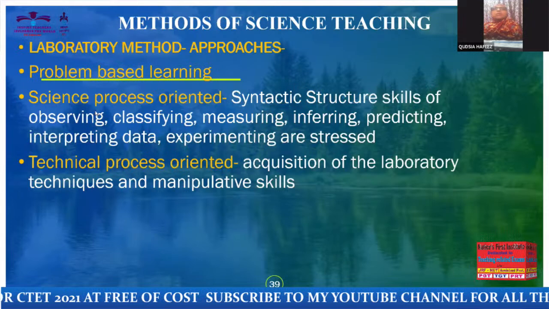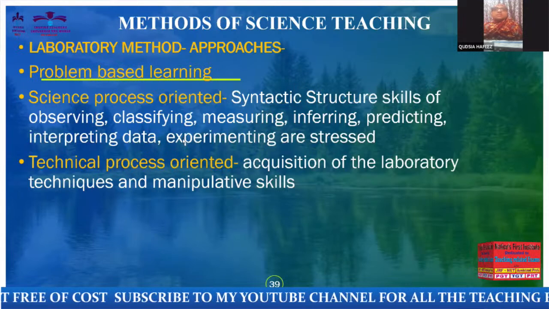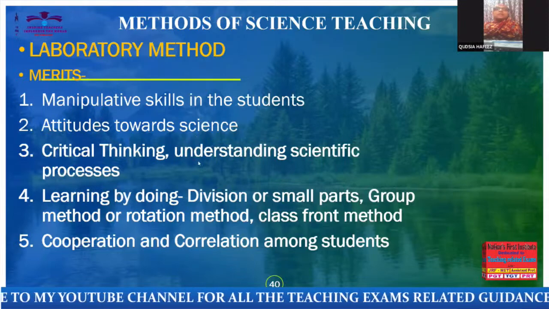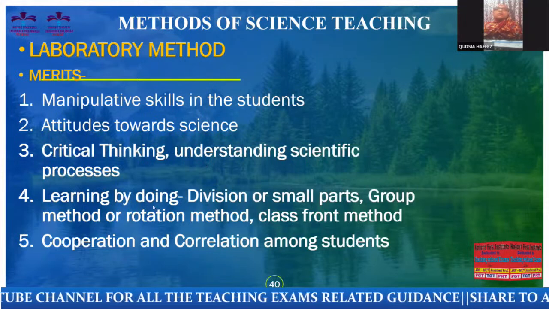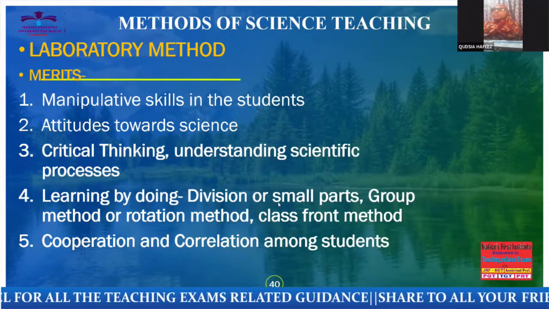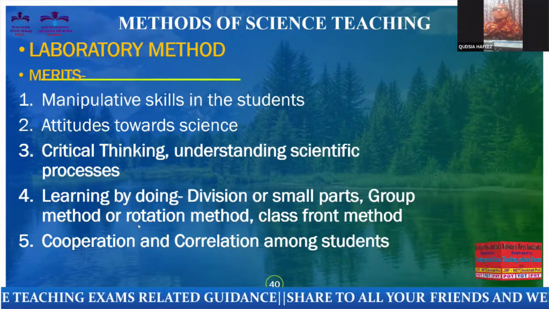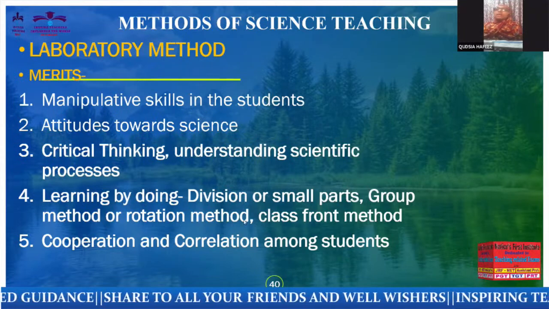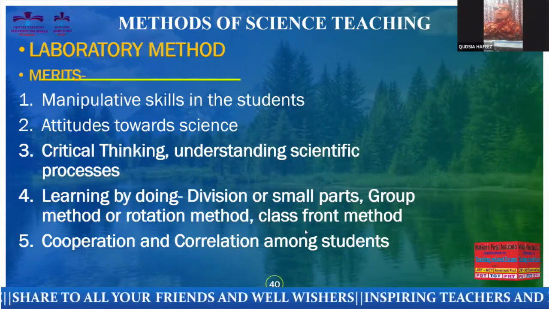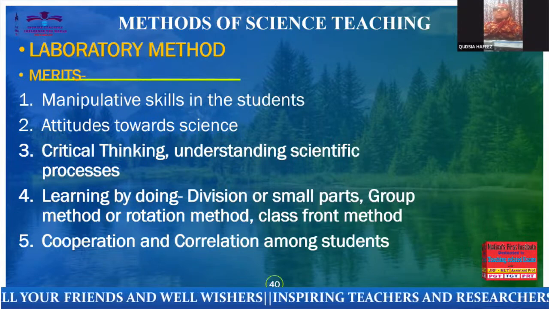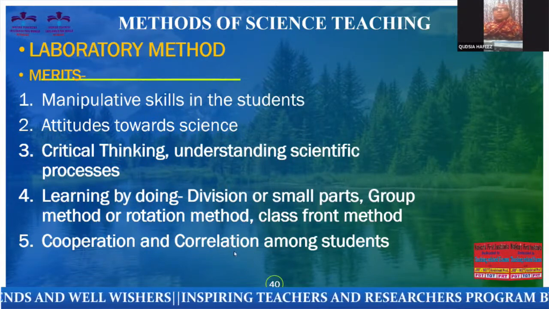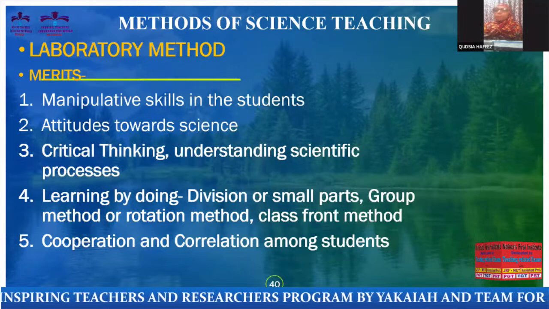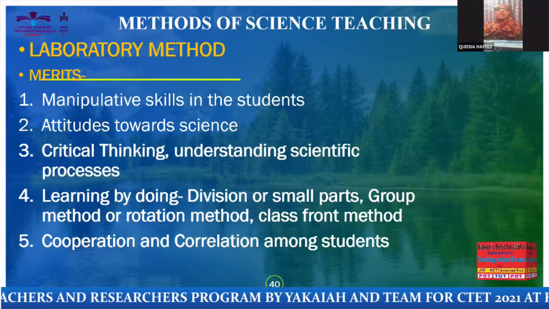So what are the merits of this laboratory method? First is manipulative skills in the students. It shows the manipulative skills, attitudes towards science, critical thinking, understanding scientific processes, learning by doing, by dividing the groups into small parts, or the group method can be used in a rotation way, that in the first session one group, second session in the afternoon the next group. And in the class front method, all the students can try to perform the experiment if the class is of a small size. Then cooperation and correlation among students are there. There will be a lot of peer group cooperation and correlation among the students.